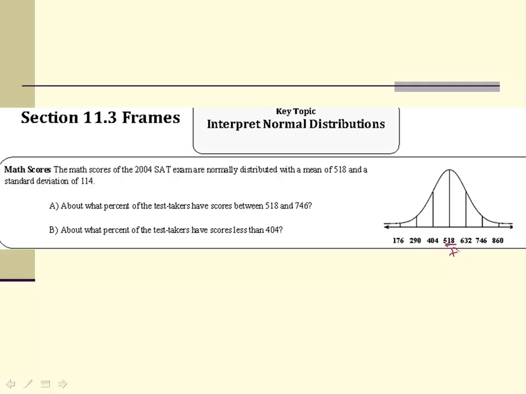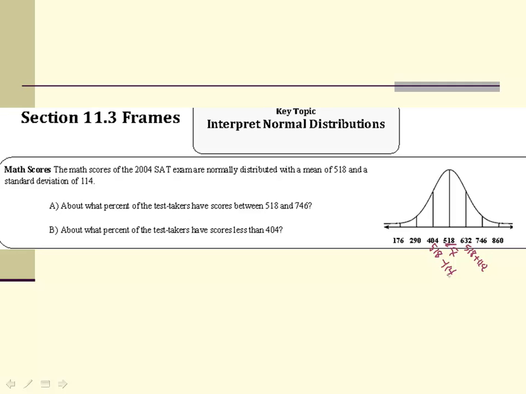So here, we did 518 plus 114 to get 632. On the other side, they did 518 minus 114. And then they kept adding 114s to get 746 and 840. Kept subtracting 114 to get 290 and 176. And that's how they completed their curve.